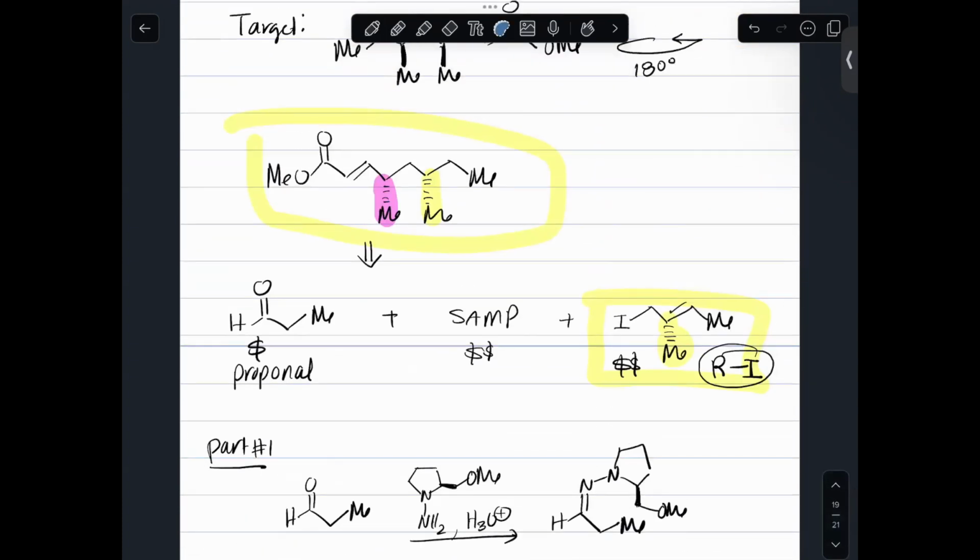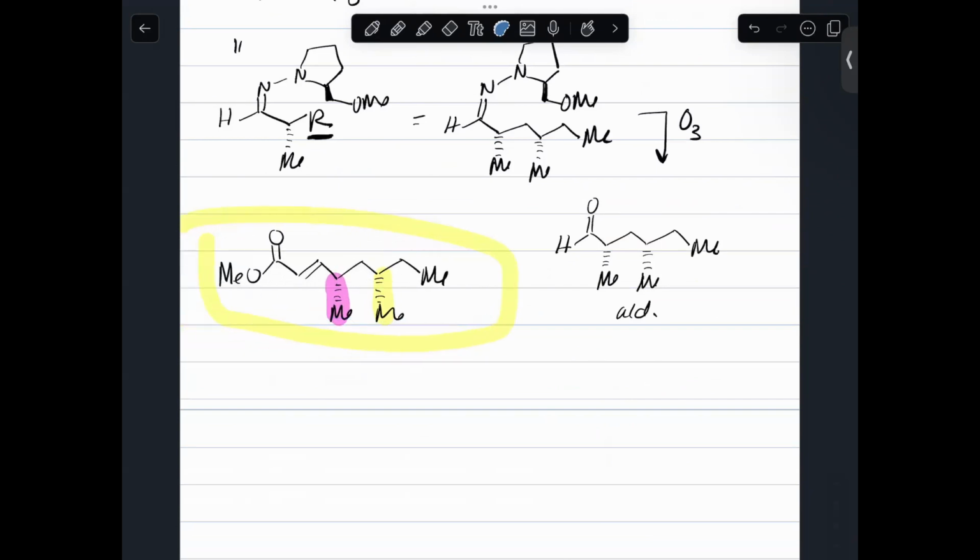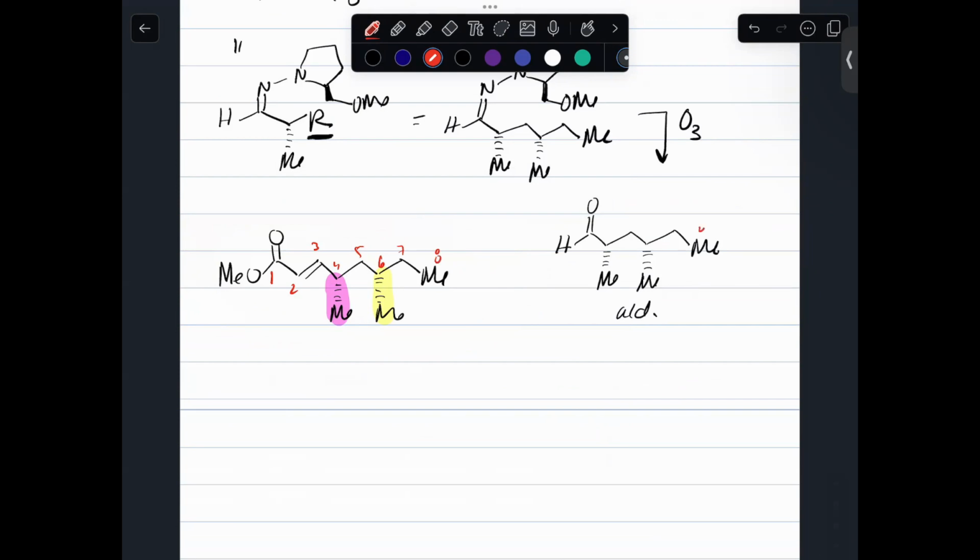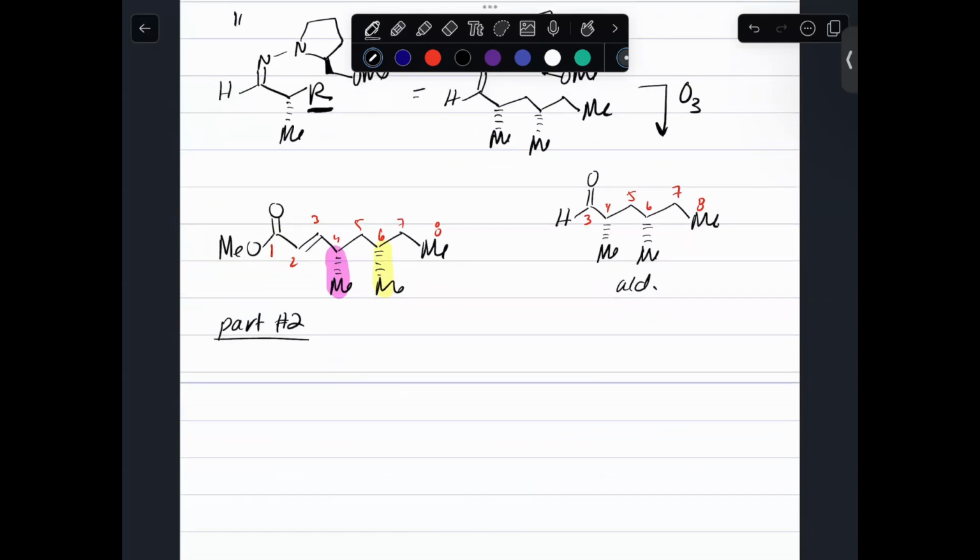If you look at your target structure, let me just copy and paste this. This is what I want. So I'll go ahead and number it. I'm missing carbon 1 and carbon 2. This is perfectly fine. Part 2. This is all Chem 124. And specifically, the next step is a Wittig, i.e. Horner-Wadsworth-Emmons reaction from Chem 124.